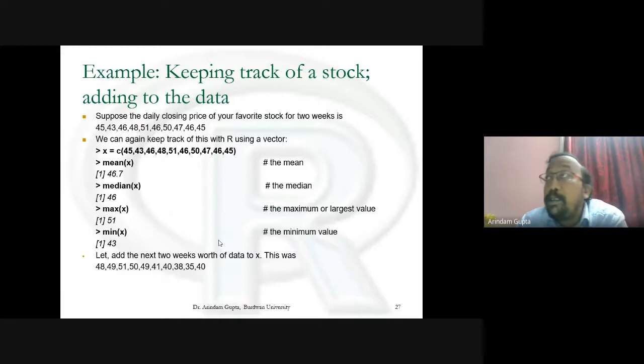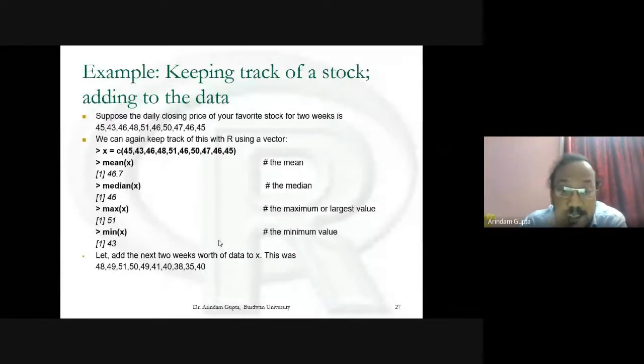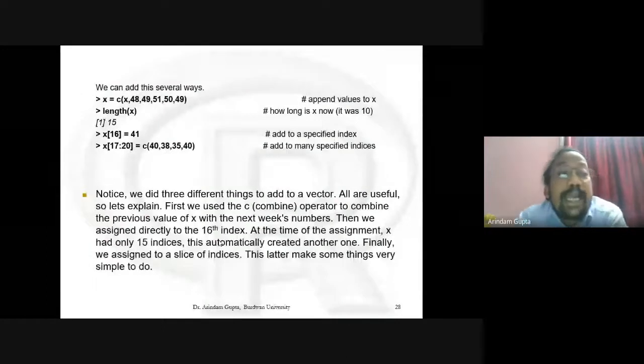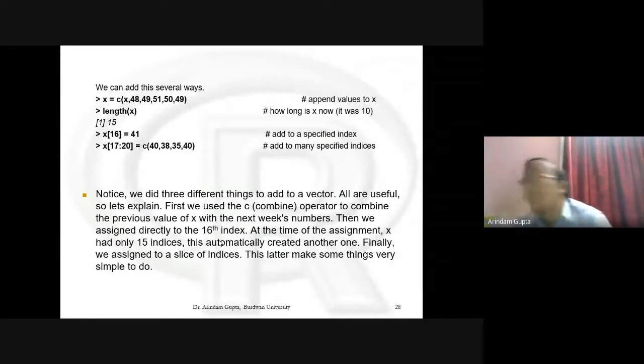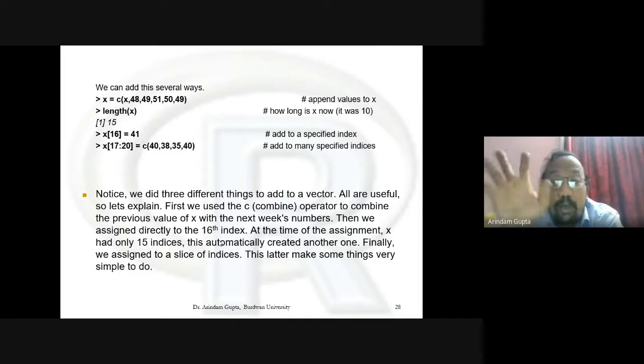Let's add the next 2 weeks worth of data to x. We can add these several ways. x is equal to c within bracket x comma new 5 values. That means append values to x. Now we calculate length of x, then we get how much data there are. How long is x now? It was 10, now it is 15.